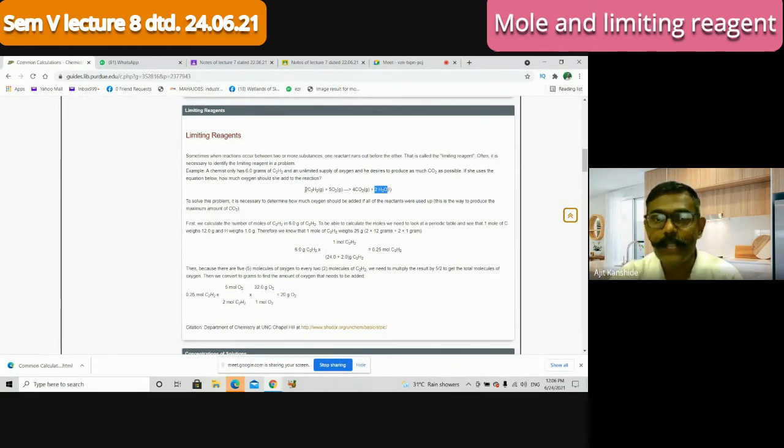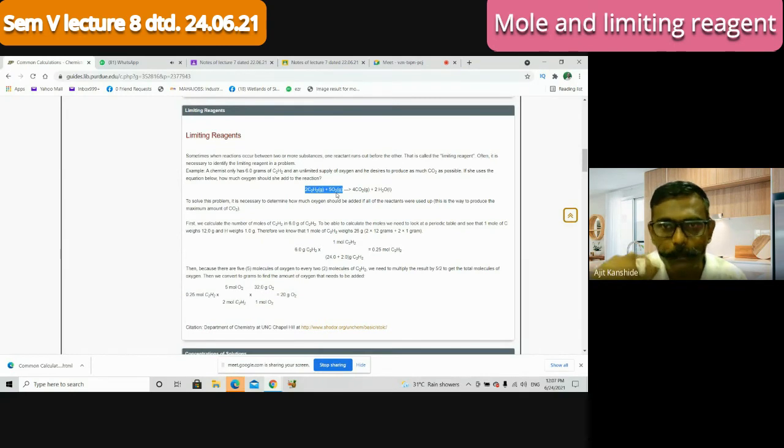But here, reactants are 2. The reaction can go in both directions, forward and backward. If the reaction goes in the forward direction, then reactants are these 2. If it goes backward, then these 2 are the reactants. How to know whether the reaction is forward or backward? That I will discuss tomorrow. But now consider the reaction to be in the forward direction. Then out of these 2 reactants, whoever is less will be the limiting reagent.